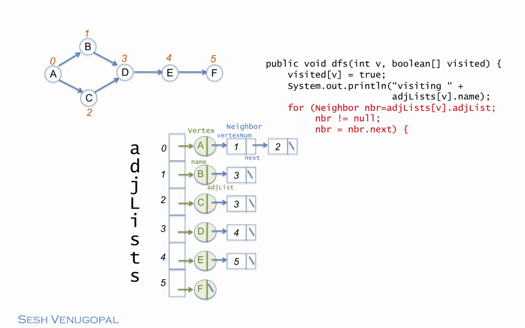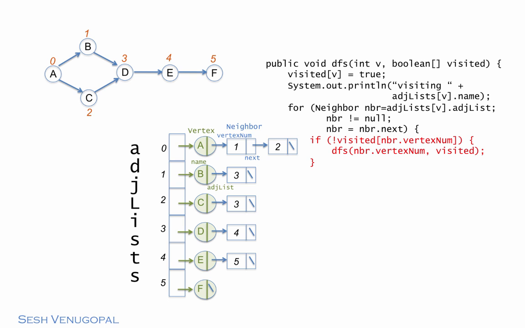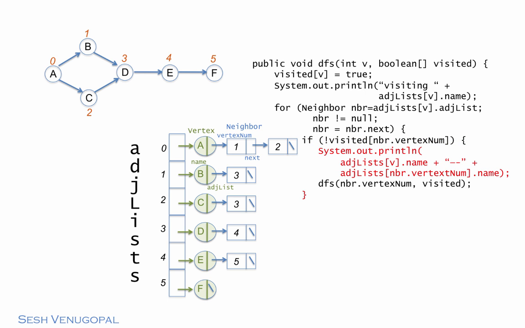For the current neighbor, we first need to check its visited flag and only call DFS recursively on it if it's not already visited. Again, for purpose of illustration, so that we can follow along when we execute DFS on sample graphs, I'm going to throw in a print statement that will output the edge between this vertex and its neighbor. And that finishes up the DFS recursive method.